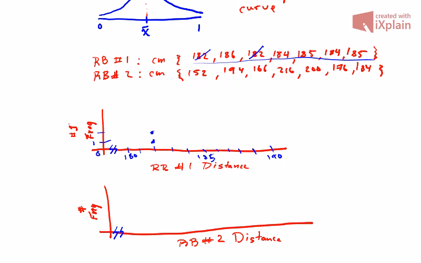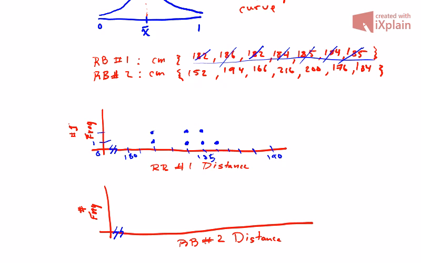No. Do I have 184s? Yes. How many? Well, I've got 1, 2, so I have 2 again. Now, do I have 185s? Yes, I have 1 and 2 again. Okay. Do I have any 186s? Yes, I have 1. Okay, so that would be a dot plot of the rubber band number 1.